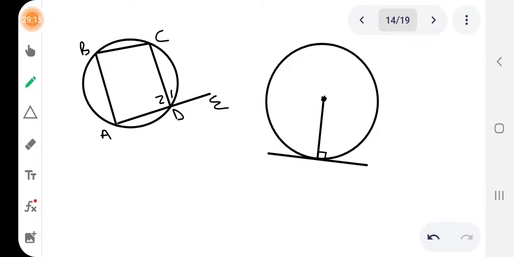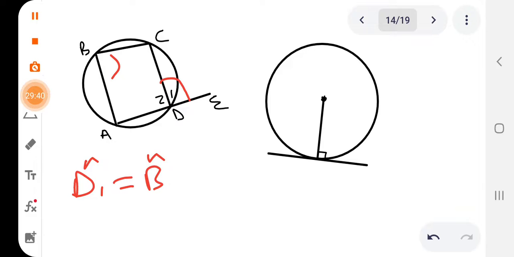So let's come to this one. You are given an exterior angle, therefore this is an exterior angle. So this one is simply saying that D1 is equal to angle B. It is simply saying that the exterior angle of a cyclic quad is equal to the opposite interior angle, which is this one. Okay, all right, hope you understand.